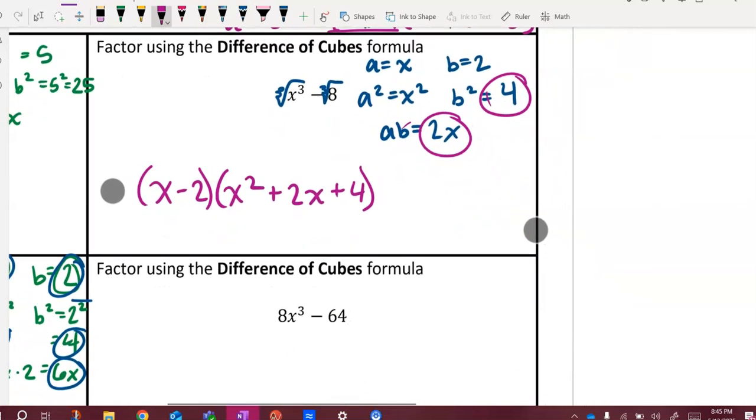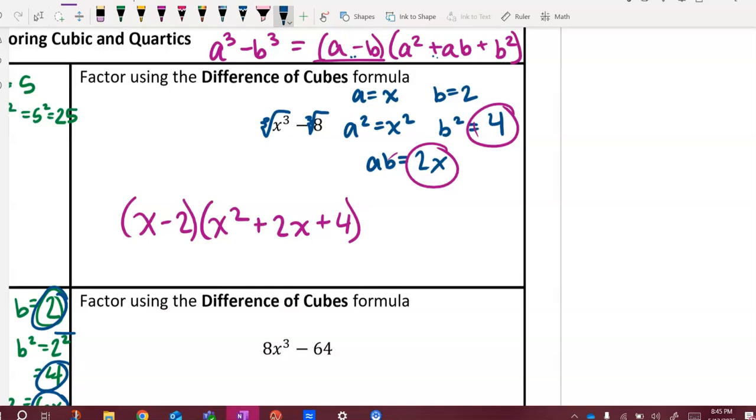All right, difference of cubes again, last time. We need to cube root both terms. When we cube root 8, we get 2, and the cube root of x cubed is just x. B, when we cube root 64, I think it's 4. Let me double check. Yes, it is 4. All right, so a squared is going to be 2 squared times x squared. 2 squared, 4, and x squared is just x squared.